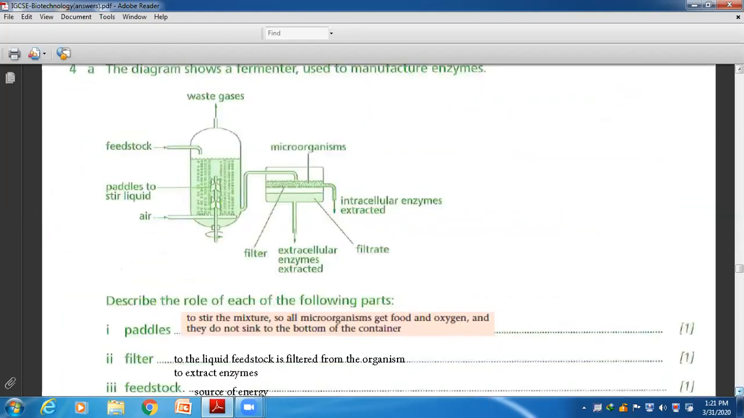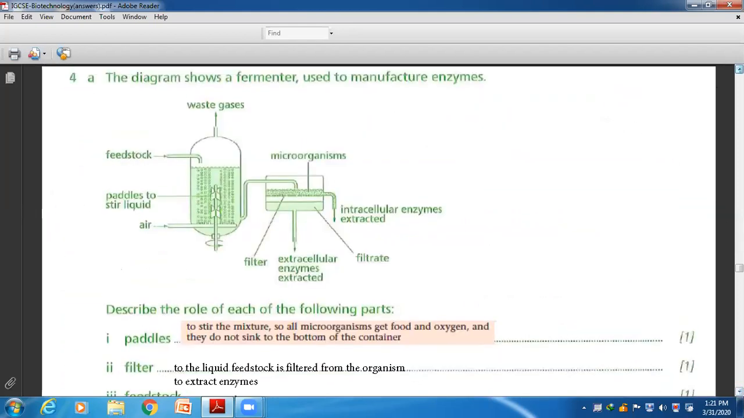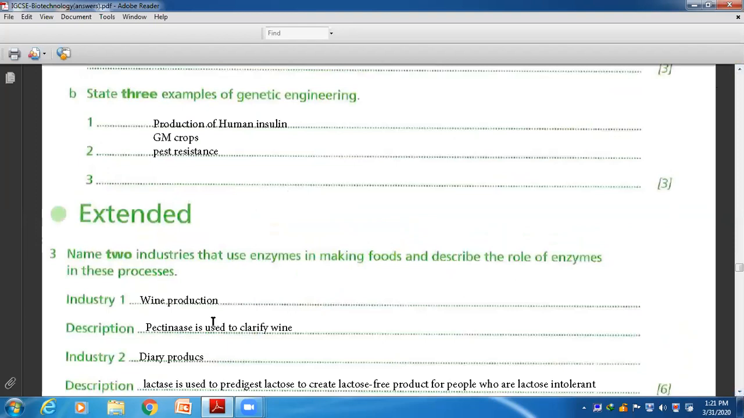The first is wine production. In wine production, pectinase is used to clarify the wine. Another one is the dairy industry, where we use the lactase enzyme. What they do is make the milk lactose free. Some people have a problem with lactose digestion; they are called lactose intolerant.